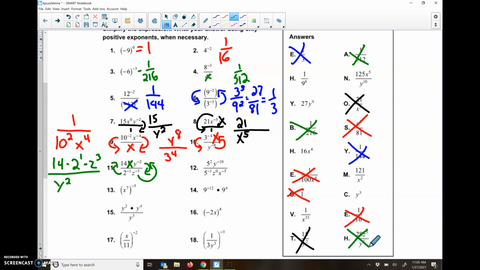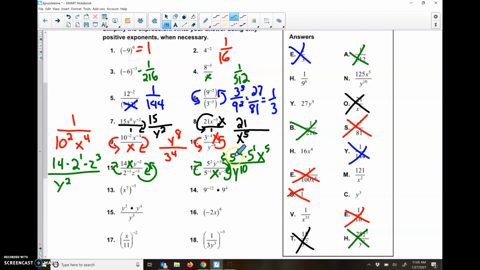Okay. 12 looks like it has a lot of switches going on. So we have 5 to the second power, positive second, so that stays on top. Y to the negative 10th, okay, so that's a negative, so that's switching to the bottom. 5 to the negative first, okay, another negative, so it switches to the top. Z to the 0 is just 1, so that goes away. And then we have x to the negative 5th. So that has a negative, so that switches to the top.